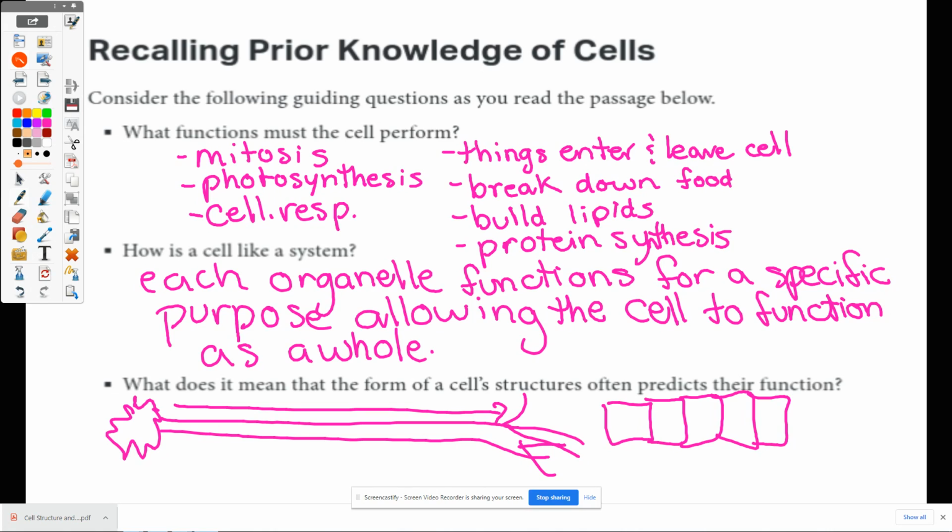Nerve cells are really long, so they can send that signal really quick down your arm, through your body, and your body can respond quickly. So that's what we're talking about when it means that the form of a cell's structures often predicts their function.